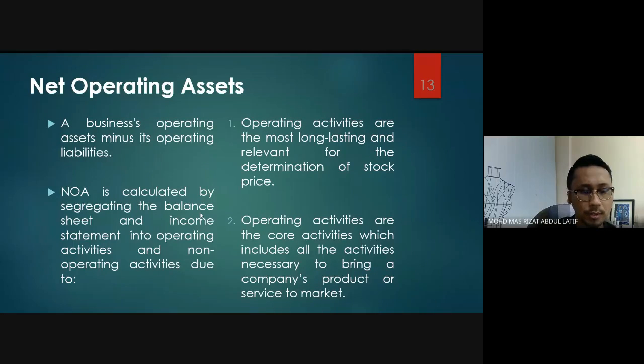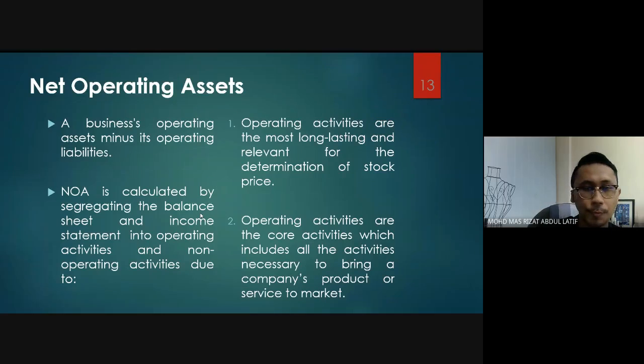So that is why wujudnya return on net operating asset ini. Okay, so operating activities are the core activities of the company. They include all the activities necessary to bring a company's product or service to market and to service its customer needs. So if you go to the next line tu, dia bagi tahu lah all the operating activities and non-operating activities. Dia bagi contoh. I think that one you can read on your own. Okay, right. Go to the next paragraph.